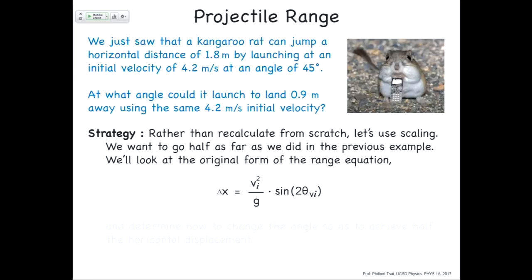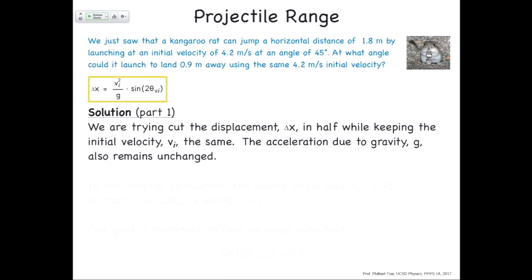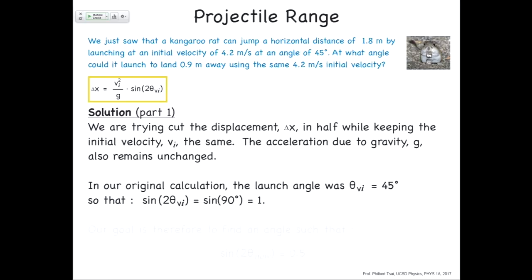And we can see that if I look at this, the range goes as sine of 2 theta. And if g is the same and vi is the same, this is just some constant out front. So really, if I want this to be cut in half, I just need that to be cut in half. To determine how to change the angle to achieve half the horizontal displacement, we're going to look at the original form here. We're trying to cut the displacement in half while keeping vi and g the same. So in our original calculation, the launch angle was 45, so sine of 2 times 45 is equal to 1. So we just need this value to be cut in half.